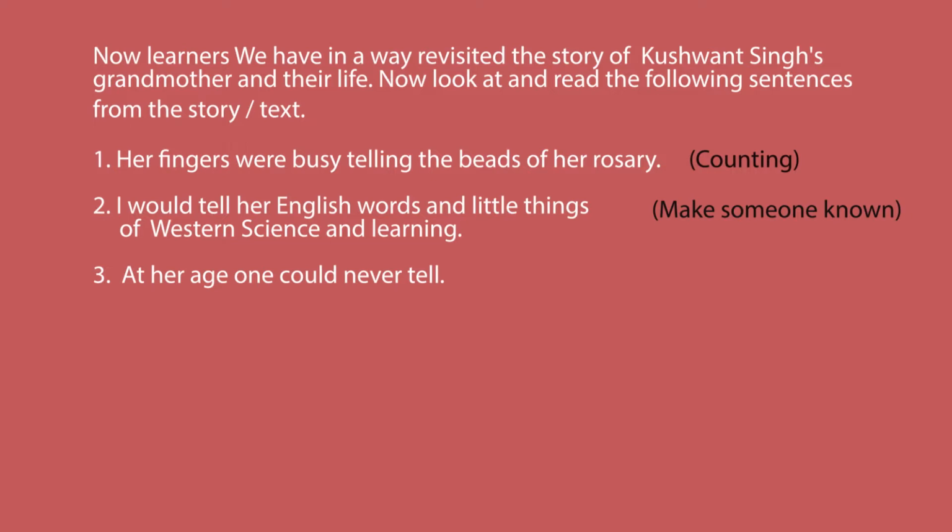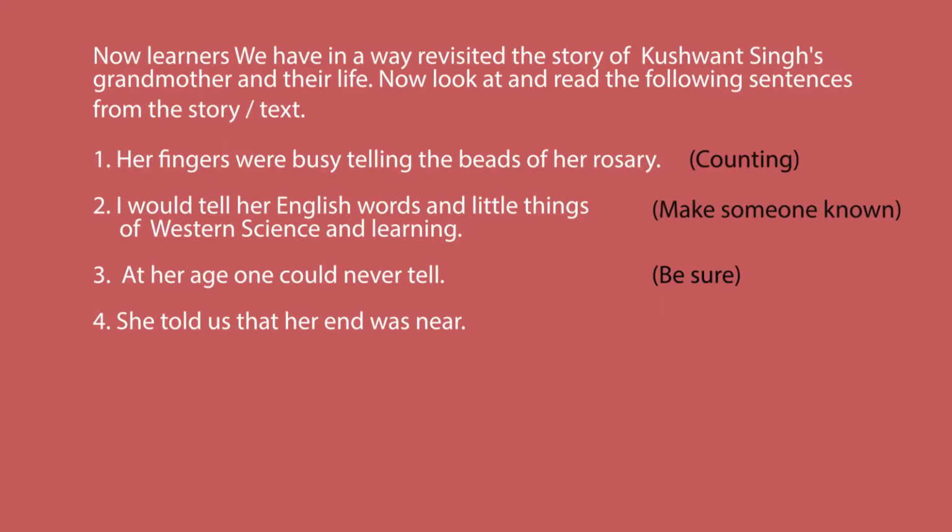Counting, second one. Third one, at her age one could never tell. That means one could never be sure. So, at this age, at this time I could never tell this is true. Sometimes we say not sure. Then she told us that her end was near.